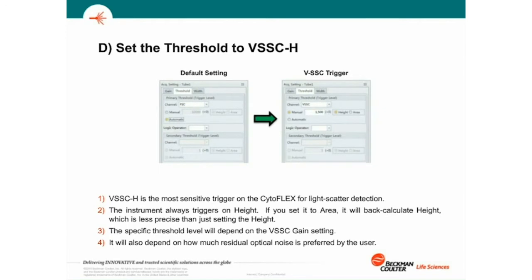Next, set the threshold to violet side scatter. Even though the detector configuration is set up for violet side scatter, unless you trigger on violet side scatter, the violet side scatter detection does not actually take place. So it's important to set violet side scatter as a trigger and then adjust the threshold setting as appropriate for your sample. The instrument always triggers on height. If you set area, it actually back calculates height, so it's more precise to adjust the height. The specific setting will depend in part on the sample and the gain setting, but it may also vary a little with different instruments, so this will need to be optimized by the user.